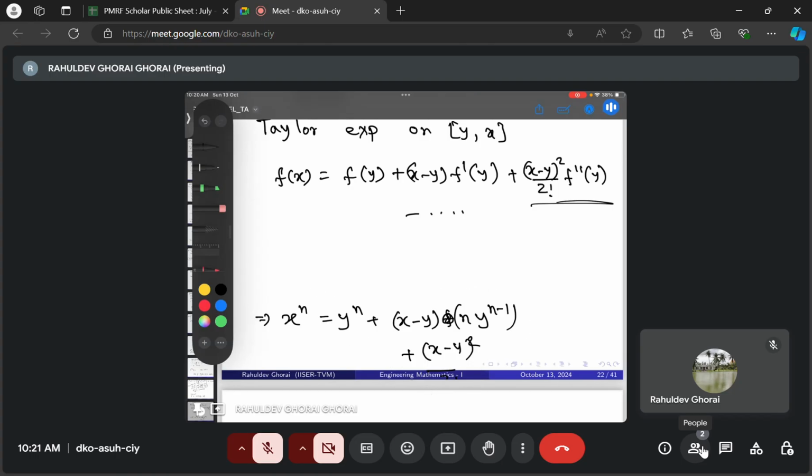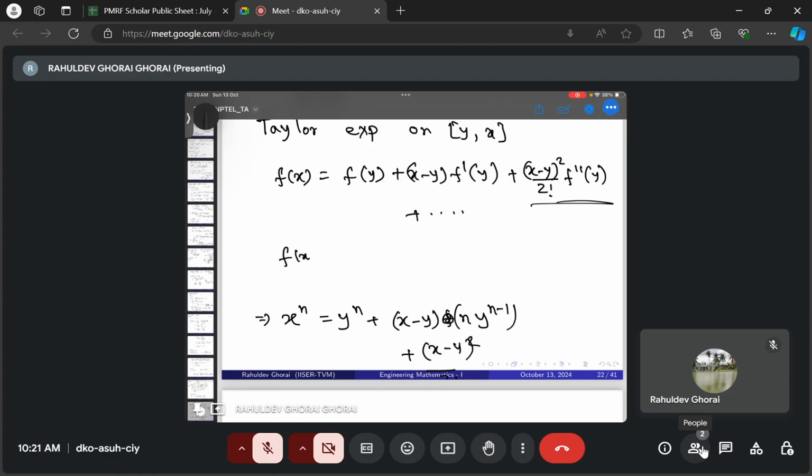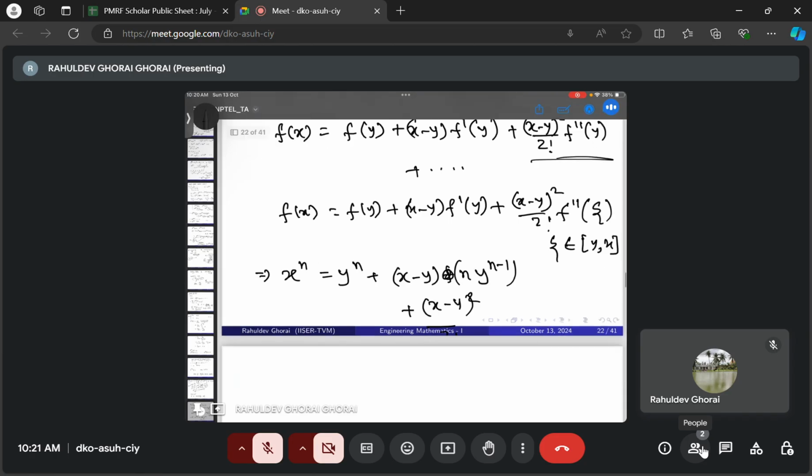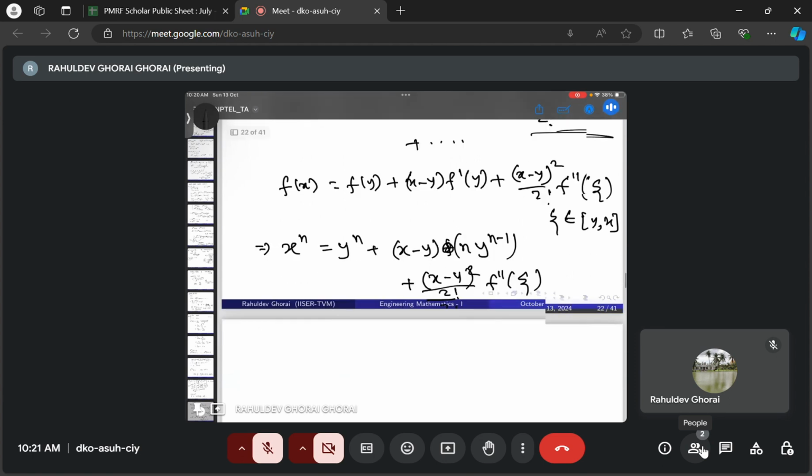So if you want to write this Taylor series expansion up to a certain point, then f(x) will be equal to f(y) plus (x minus y) f prime (y) plus (x minus y) whole square over 2 factorial f double prime (xi). Some xi will be coming in that scenario, so xi belongs to (y, x).